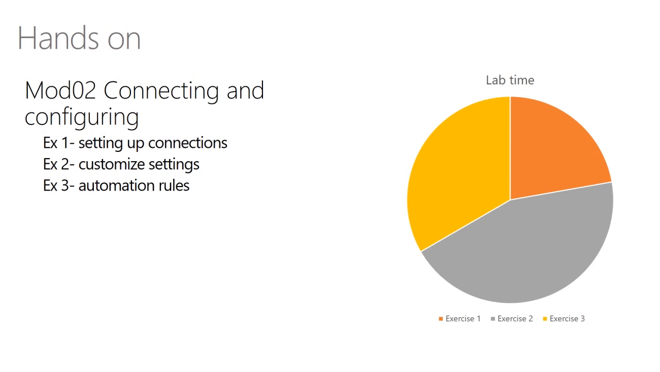Now I encourage you to go now and work on the hands-on document for this module for connecting and configuring. In exercise 1, we talk about setting up connections. Exercise 2, we customize some settings. And in exercise 3, we work through some automation rules.